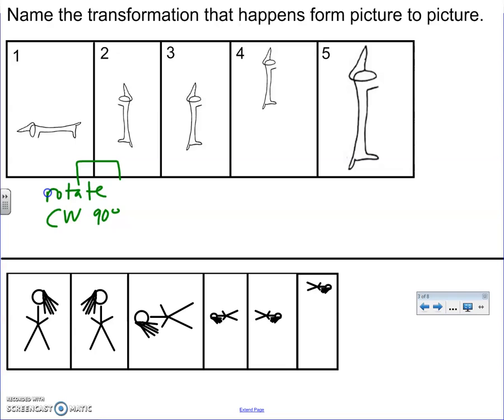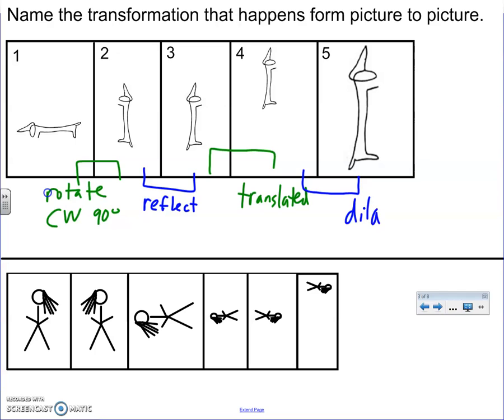All right, from the next part, how to go from here to here? It flipped. So this is reflected. Then the next part, how to go from here to here? It moved up. So it'd be translated. We don't know how much. It's just translated. Then from here to here, what happened? It got bigger, so it got dilated. So the 4 things that happened, here was rotate, then reflect, then translate, then dilate.